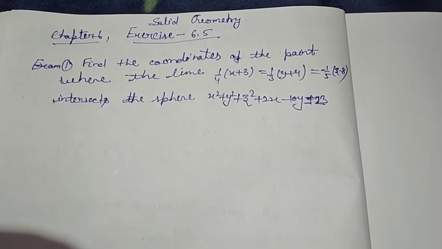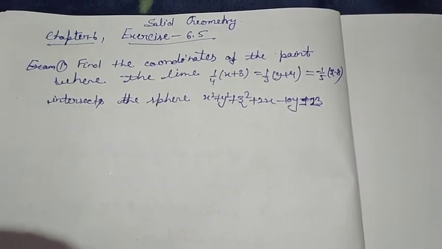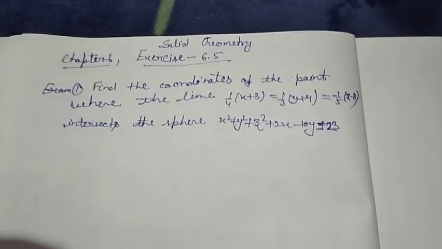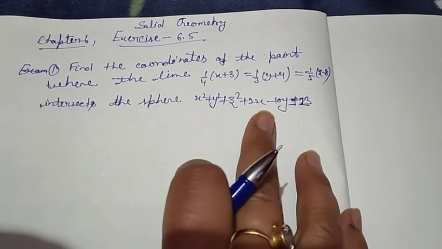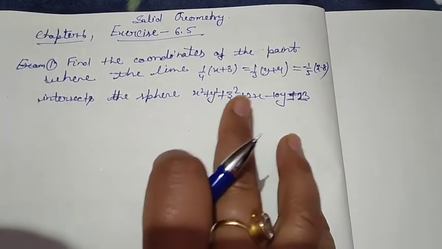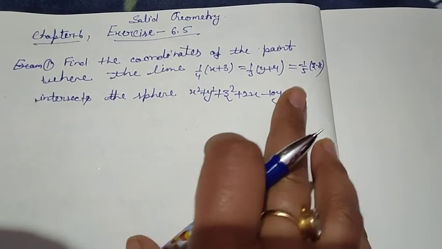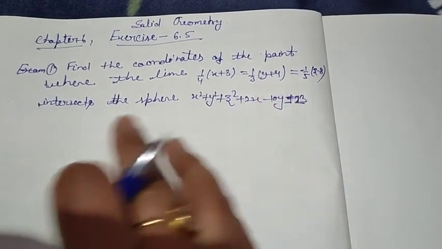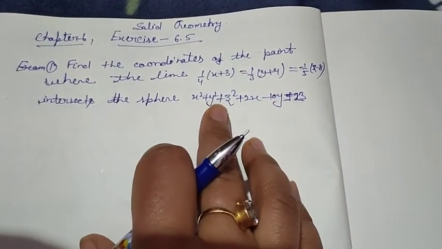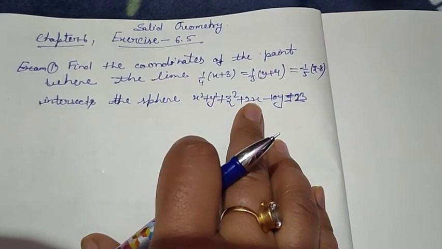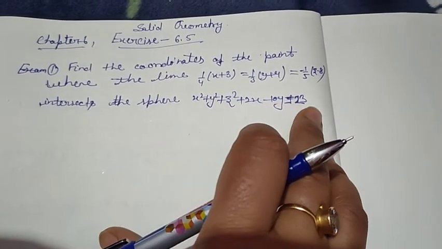Students, in solid geometry chapter 6 we start exercise 6.5. Question 1: find the coordinates of the point where the line (x+3)/4 = (y+4)/3 = (z-8)/5 intersects the sphere x² + y² + z² + 2x - 10y = 23.